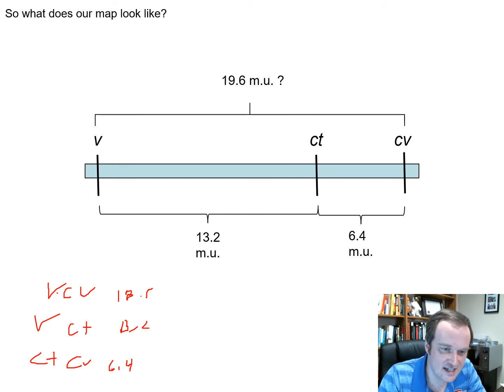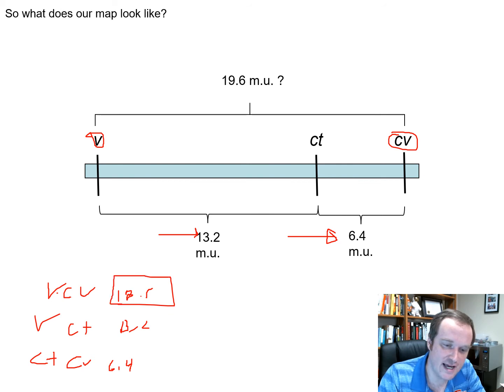So if we put these together on a map and say our distance between V and CT is 13.2, and then we knew our distance between CT and CV was 6.4, our math doesn't add up, right? Because we predicted that the distance between V and CV would be 18.5. But if we add these two numbers together, and we remember we had that slide that said that things were additive, we get 19.6. So why is that?